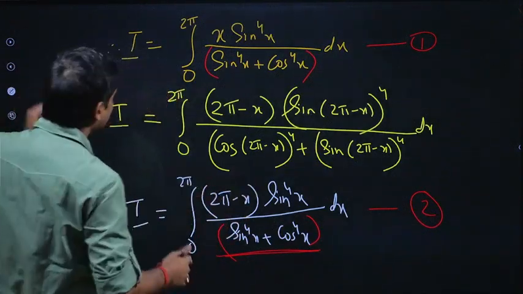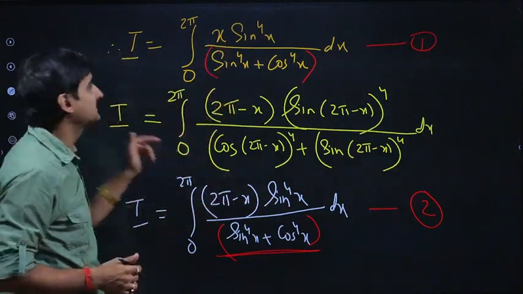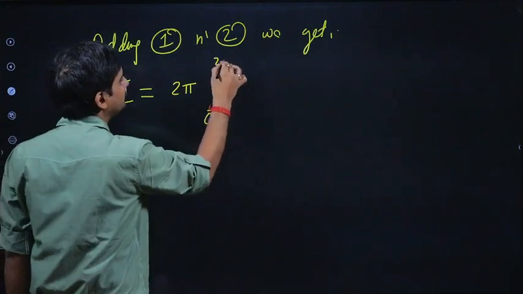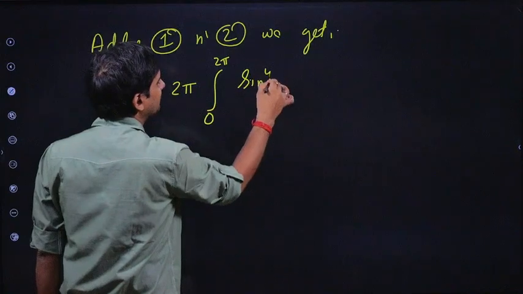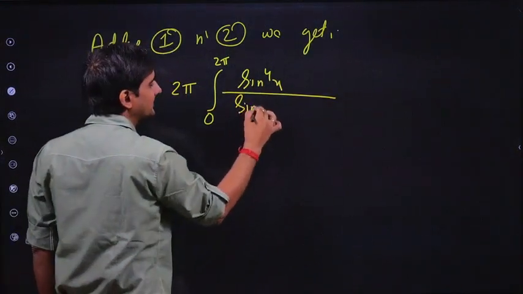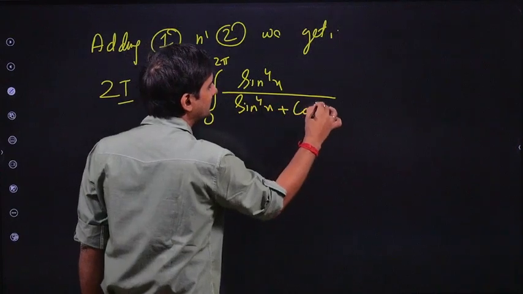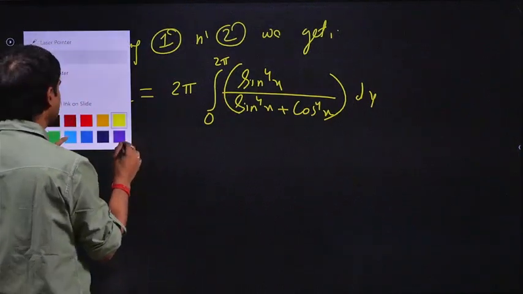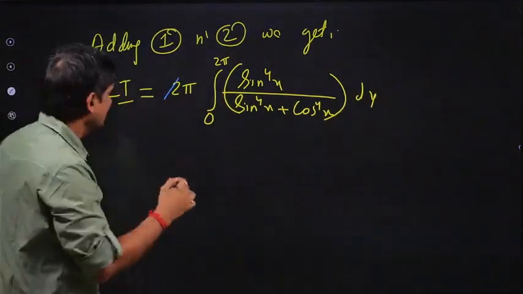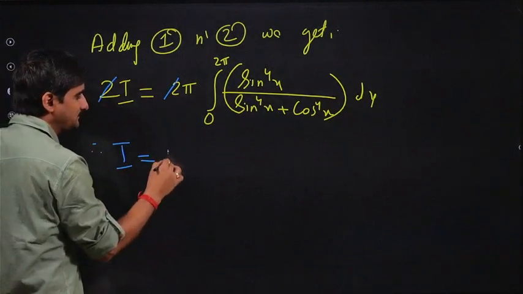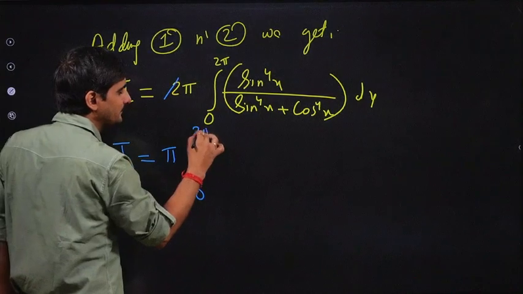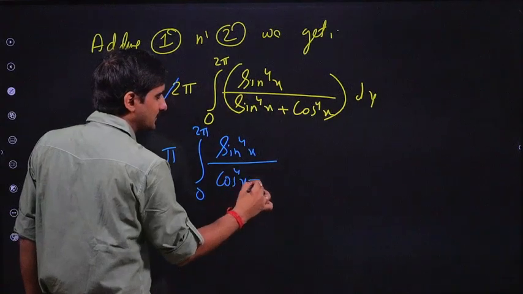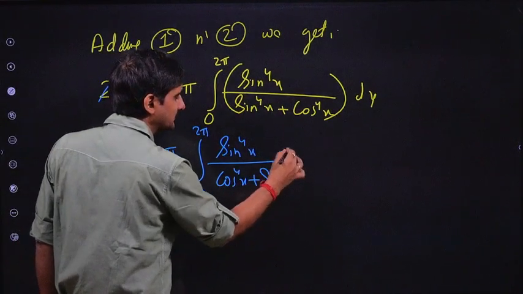So what we will get, sine raised to the power 4x will get cancelled. We will get here 2I as the integral from 0 to 2 pi of sine raised to the power 4x upon sine raised to the power 4x plus cos raised to the power 4x dx. That's the thing. So of course we can cancel off 2 and 2 here. Therefore our integral I is the integral from 0 to 2 pi of sine raised to the power 4x upon cos raised to the power 4x plus sine raised to the power 4x dx.